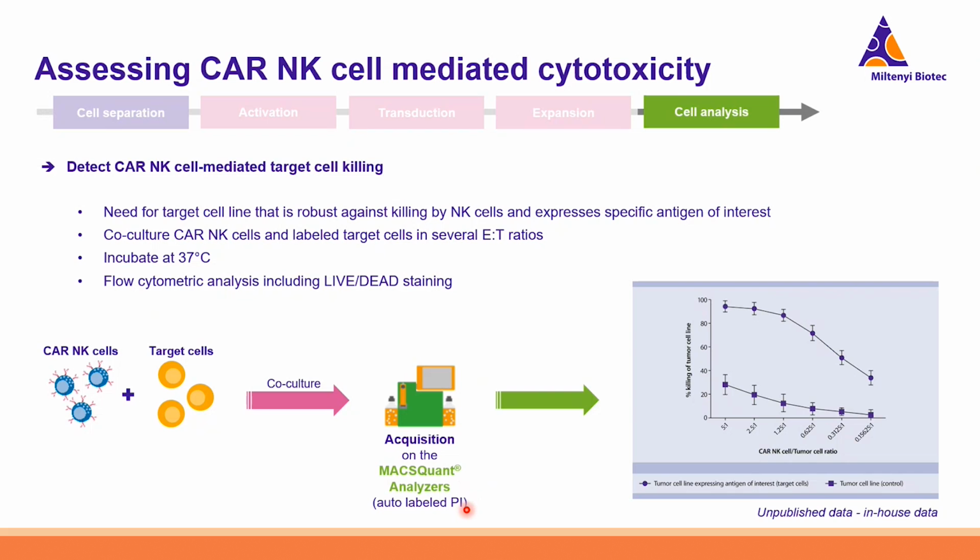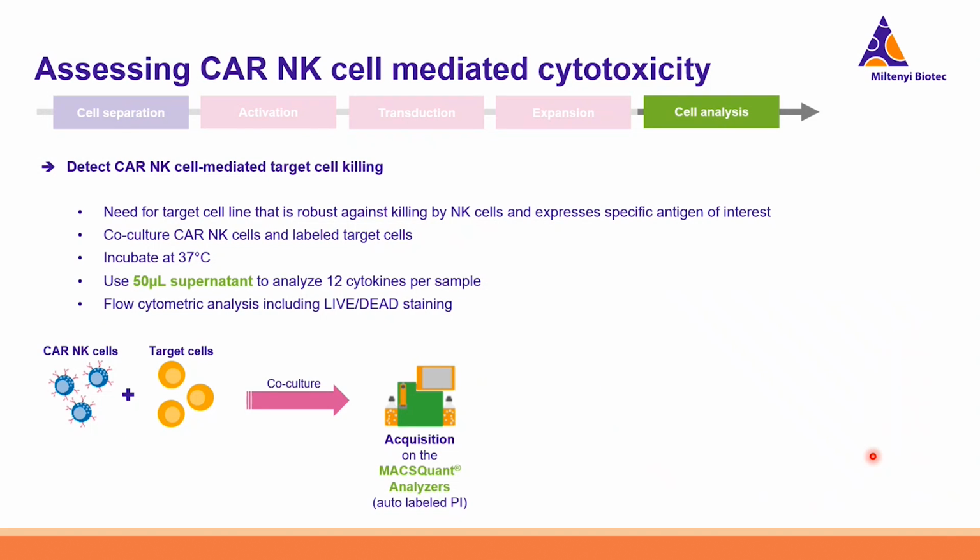And then, for example, to analyze the target cell killing, PI can be used for live dead staining. And then here you can nicely see the killing of the tumor cell line, which expresses the antigen of interest, which is recognized by the CAR NK cells, and then the control cell line. And that this is, of course, then effector to target cell ratio dependent.